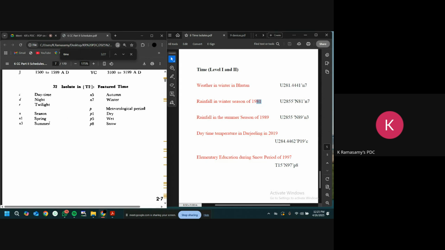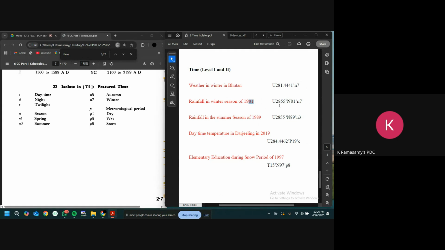What is the number? Winter season, N7, small n7. So I am going to add T1 and T2, each preceded by a single inverted comma. So the answer is U2855, single inverted comma, N81, single inverted comma, N7. In the same way, you can add time 1 and time 2 in a single title. For example, daytime temperature in Darjeeling in 2019.